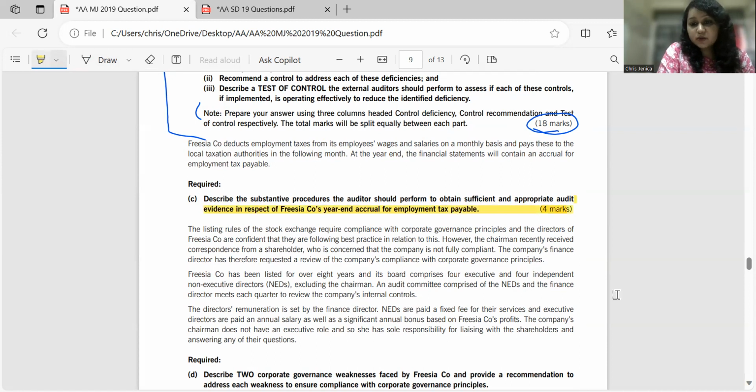So this answer is going to be for 4 marks. And what am I going to find out? It's going to be sufficient appropriate audit evidence. That is the substantive procedures that I have to perform. So now let me read the point given here.